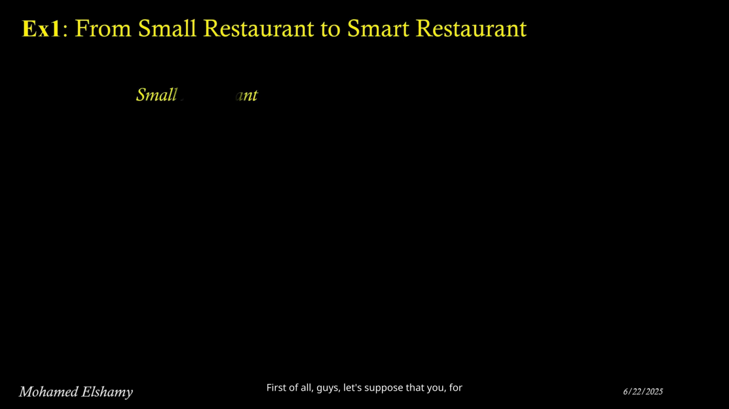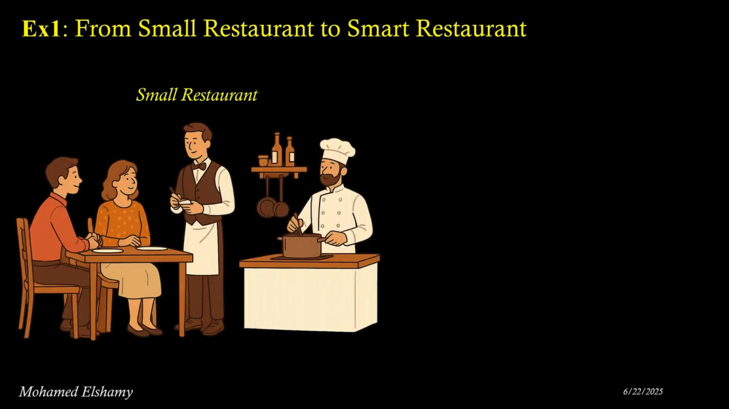First of all, guys, let's suppose that you, for example, have a small restaurant. This restaurant has, say, 3 or 5 tables and 2 or 3 chefs. Yeah, cooks. So it's a very simple setup. You have, let's say, one waiter. You have 2 or 3 chefs and 3 or 4 tables in the restaurant.